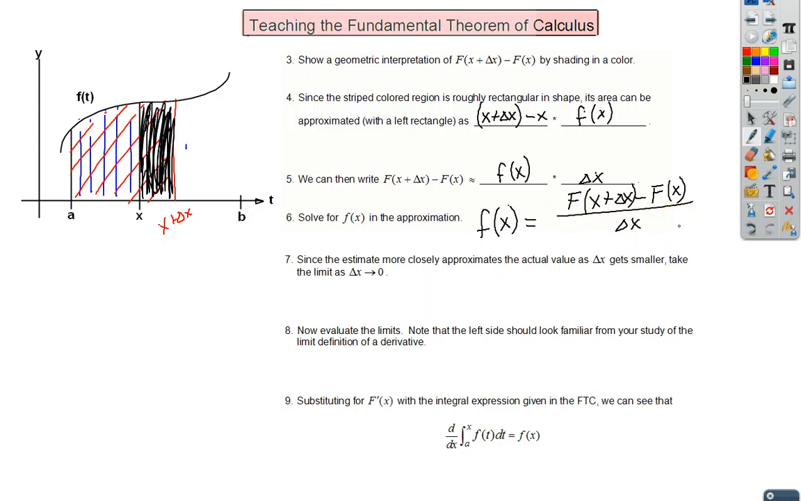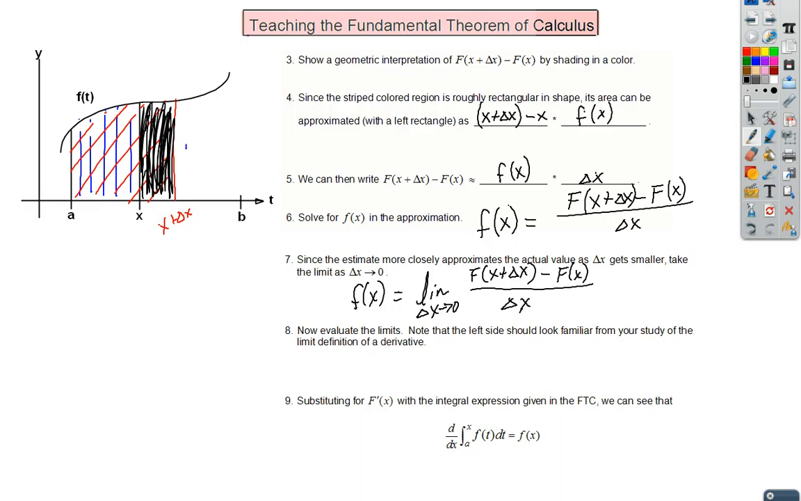Since this estimate more closely approximates the actual value as delta x gets smaller, take the limit as delta x goes to 0. So I want to take the limit as delta x goes to 0. Let's go ahead and write that. I'm going to take the limit as delta x goes to 0, and that's going to be equal to capital F of x plus delta x minus capital F of x, all over delta x.